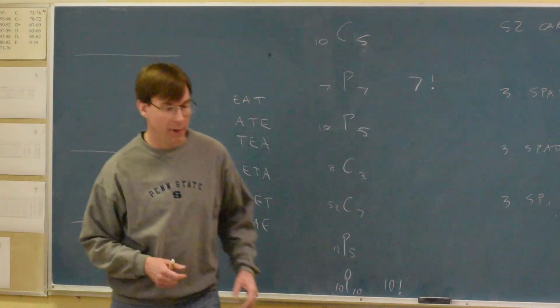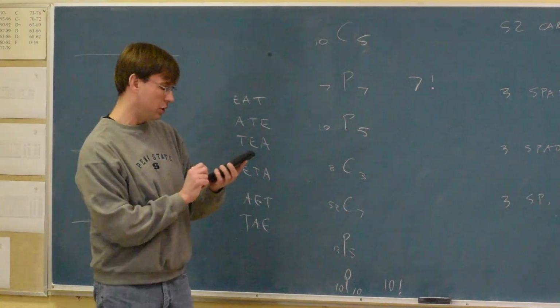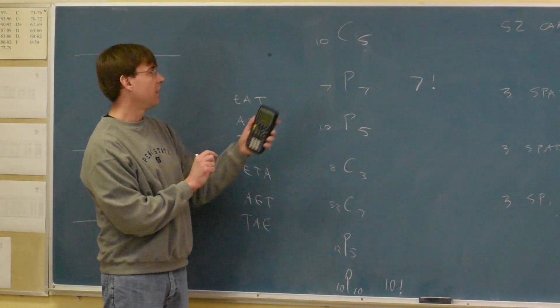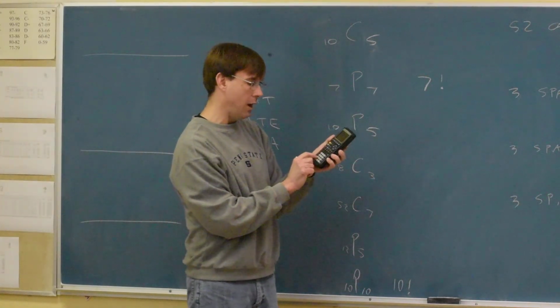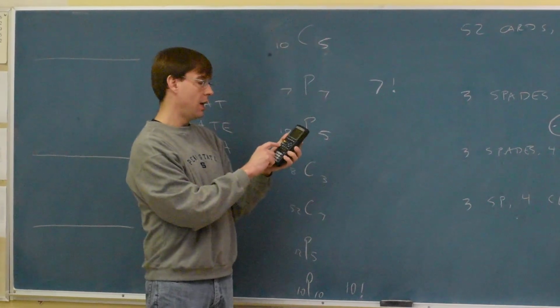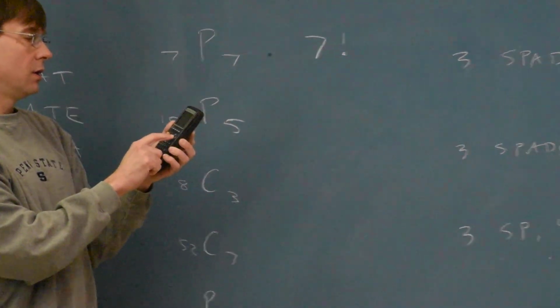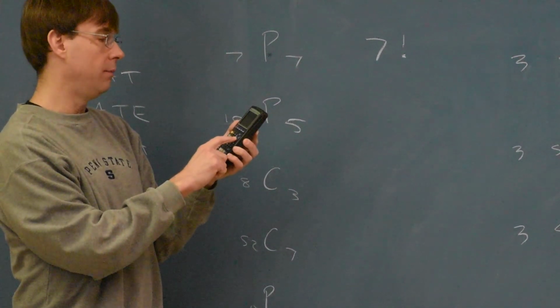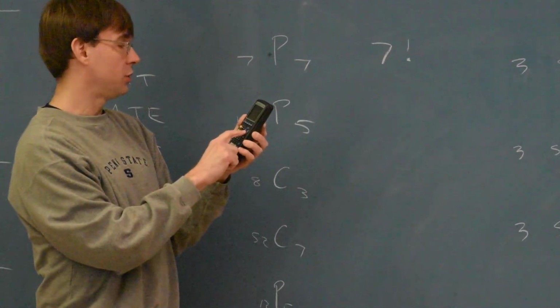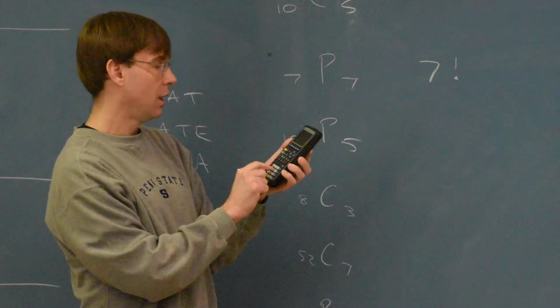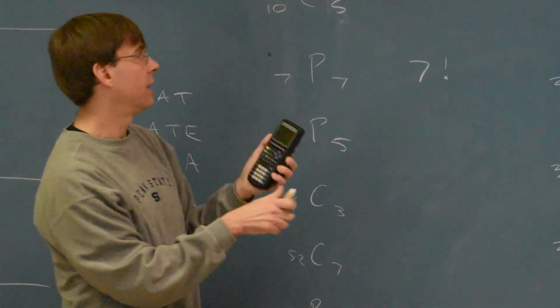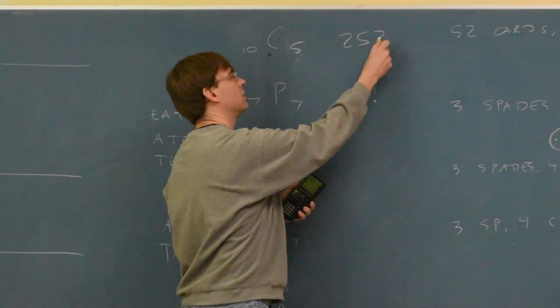You have calculator buttons that let you do this, so let me coach you up on some calculator buttons. If I want to punch in 10C5, the quickest way to do that from now on is punch 10, hit the math button, go over to the probability column, go down to choice 3 where it says NCR, and then punch the 5 and hit enter. That is 252.